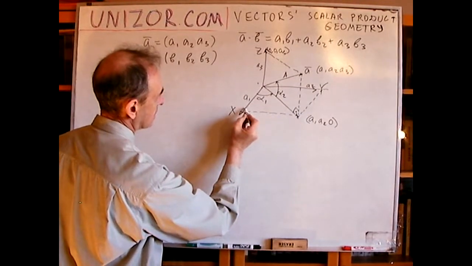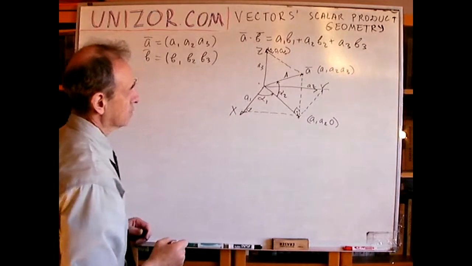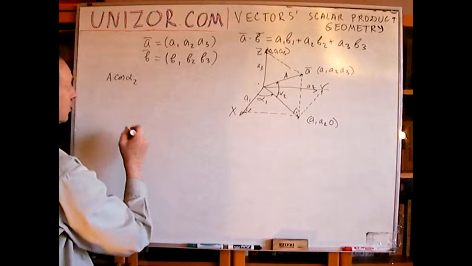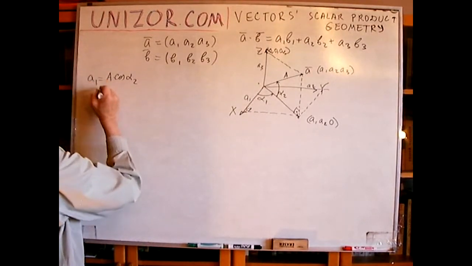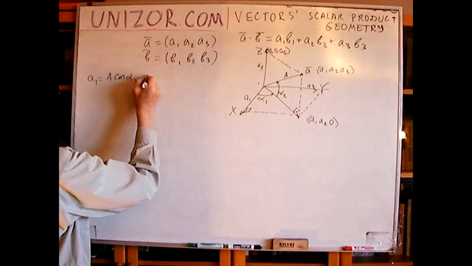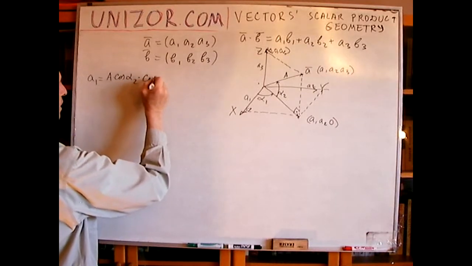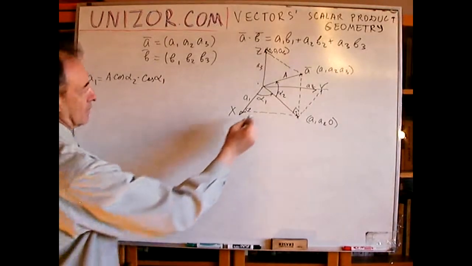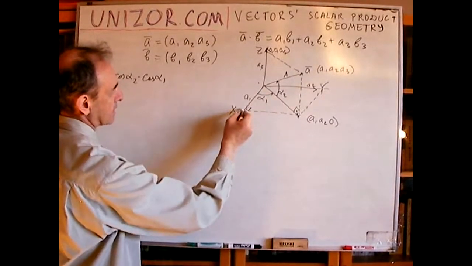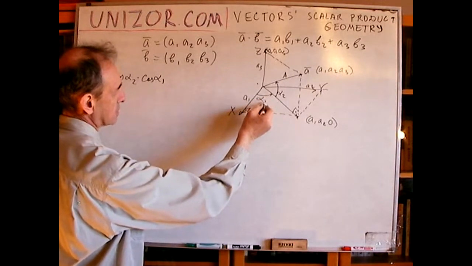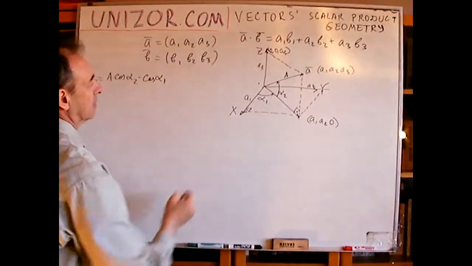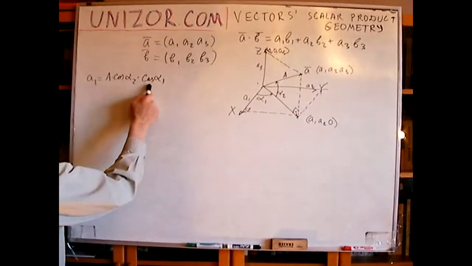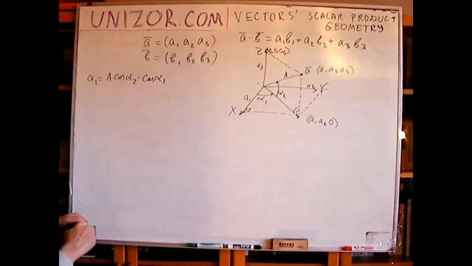Now this is the right angle. So this is the hypotenuse. So A1 is equal to this times cosine of alpha 1. Hypotenuse, this is the catetus, the angle between them is alpha 1, so hypotenuse times the cosine of the alpha 1. So this is how my A1 coordinate is expressed.